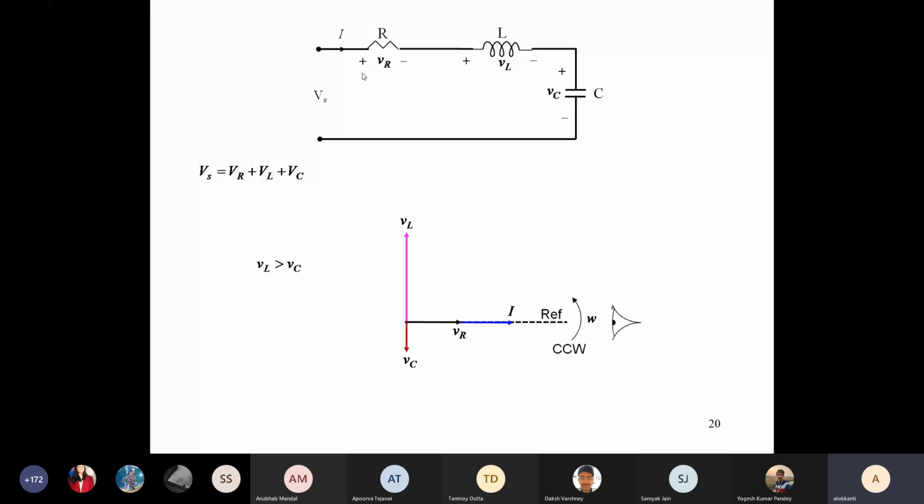But it can be the other way also. If your VC is greater than VL, then the resultant of VL and VC is VC minus VL, and which will be lagging the current. Okay, the similar thing will happen. So in that case, if we just choose VL is greater than VC, which will again happen in most of the cases, because in an electrical circuit there are a lot of coils.